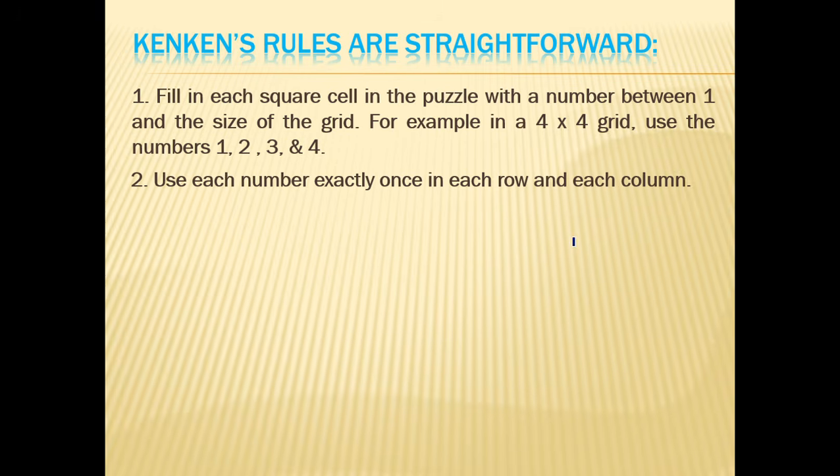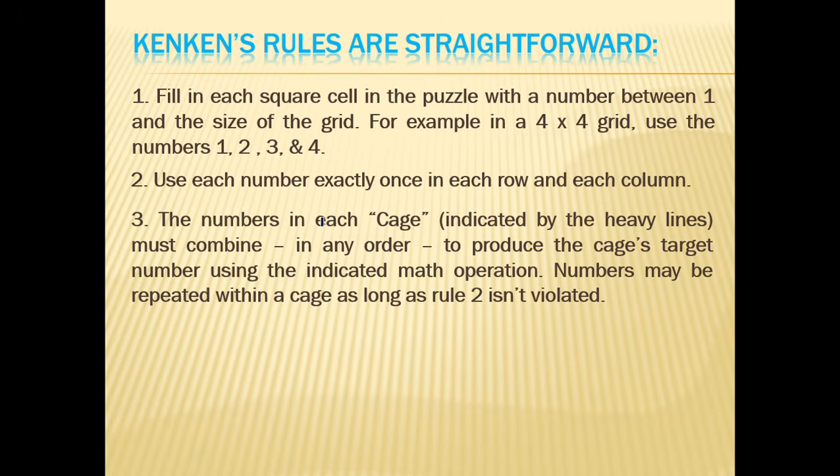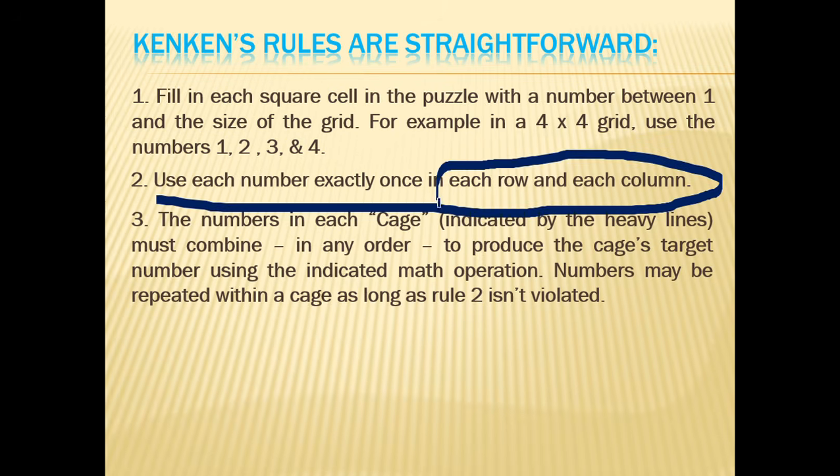It can't be repeated. The numbers in each cage, indicated by the heavy lines, the thicker lines that you will see later, must combine in any order to produce the cage target number using the indicated math operation. Because you will see an operation there. Numbers may be repeated within the cage as long as rule number 2 is not violated. It must not conflict with that rule, in the row and column.